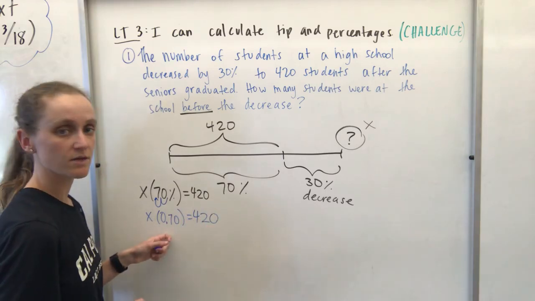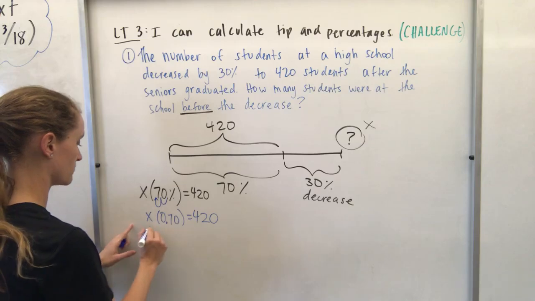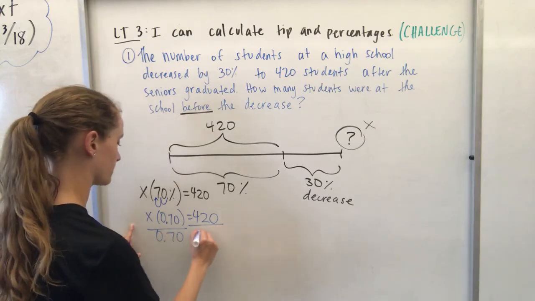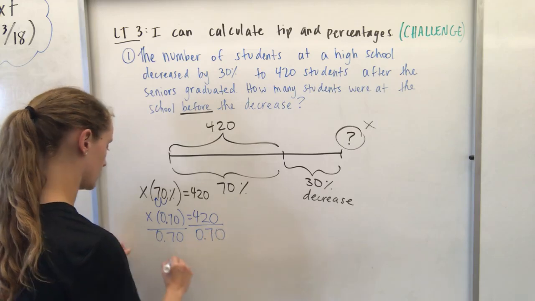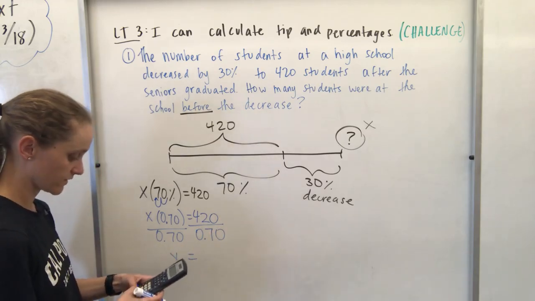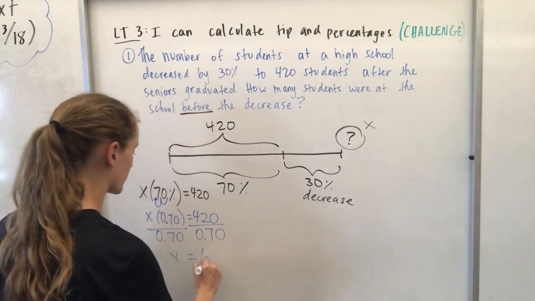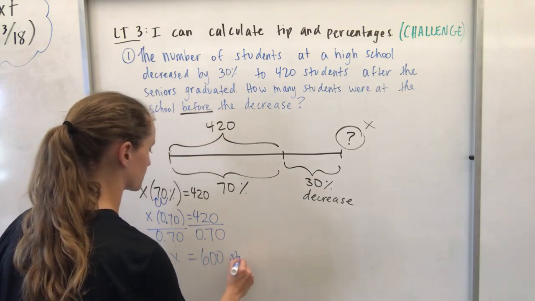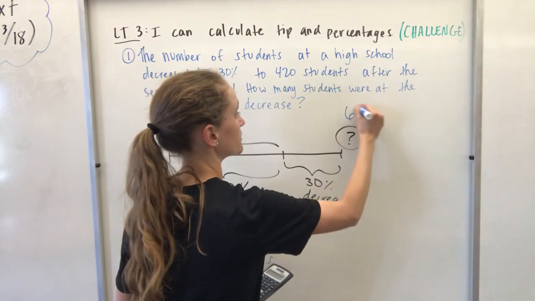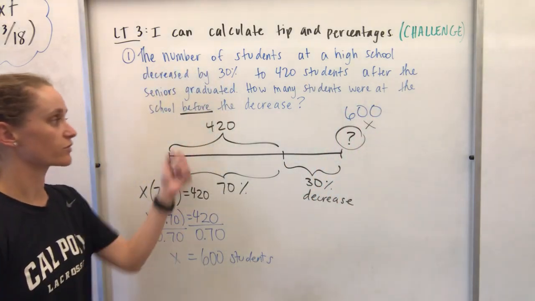And I know that here, because I'm multiplying by 0.70, I need to divide by it. And when I do 420 divided by 0.7, I'm going to get 600 students. So that means that there were 600 students at the school before that decrease.